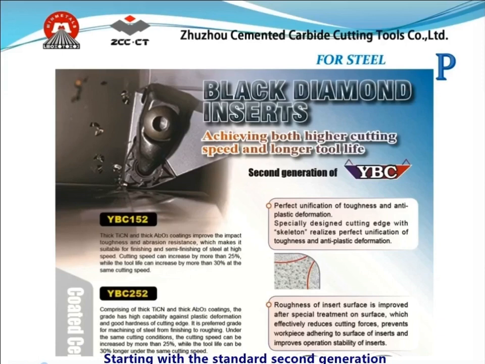Starting with the standard second generation of YBC series for steel machining, combining with specially designed skeleton cutting edge, a perfect unification of toughness and anti-plastic deformation, allowing 25% higher cutting speed under the same working condition, or 30% longer tool life under the same cutting speed.